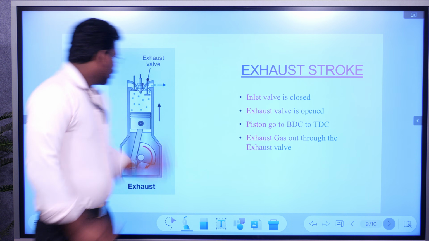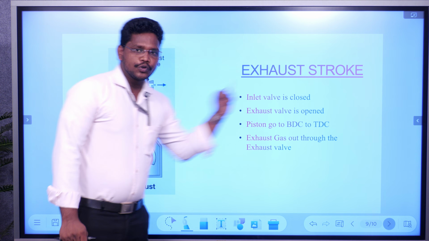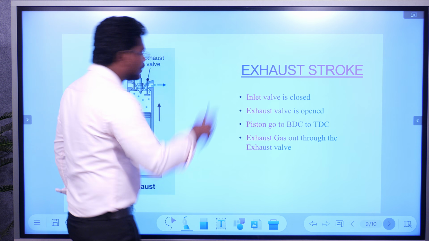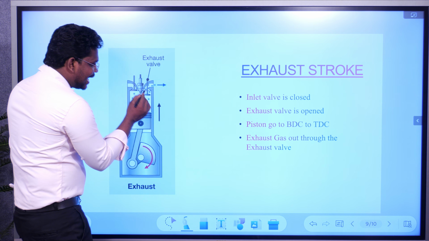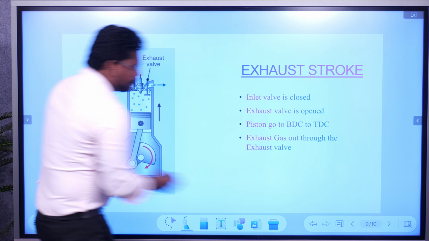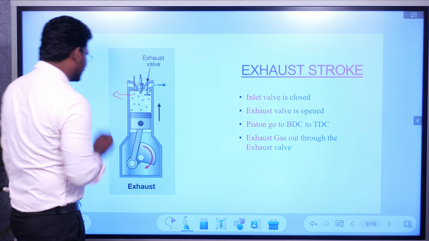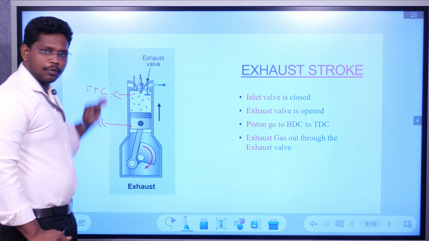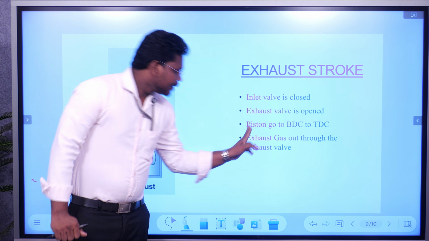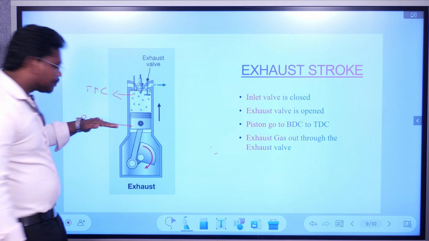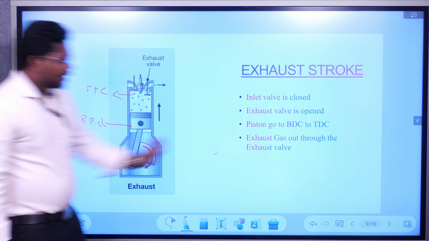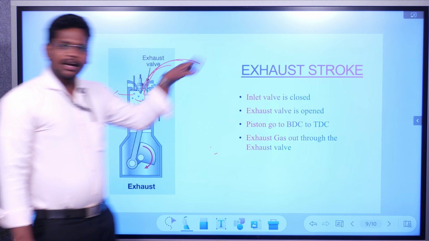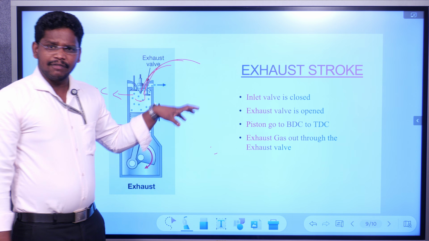The exhaust stroke. In the first 3 strokes the inlet valve was closed or open as described, but in the fourth stroke the inlet valve is closed and the exhaust valve is open. The piston moves from bottom dead center to top dead center. Last, the exhaust gas goes out through the exhaust valve. These are the 4 strokes briefly explained.